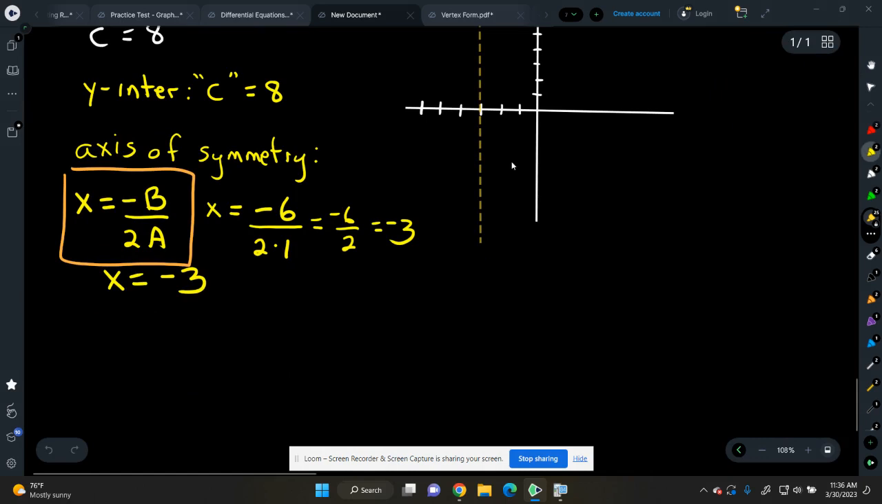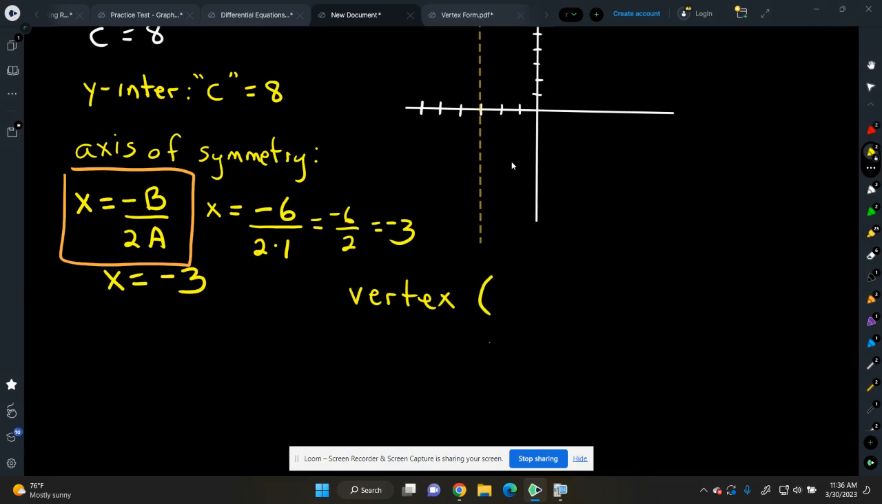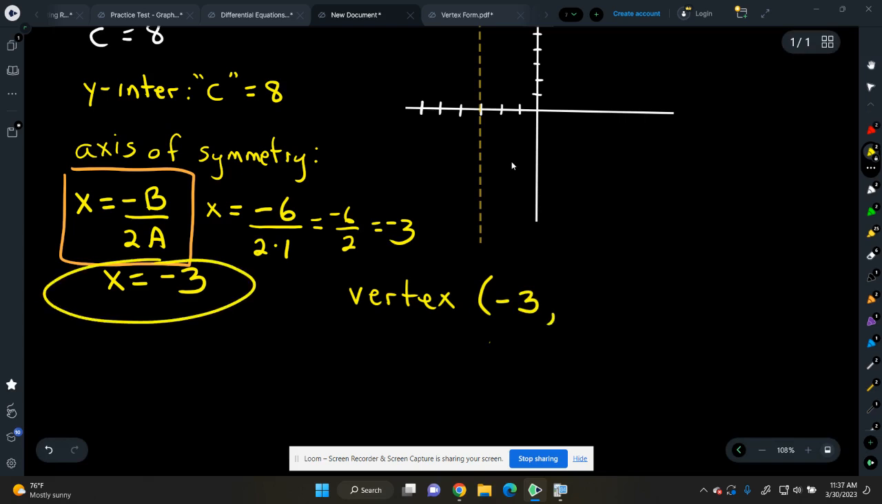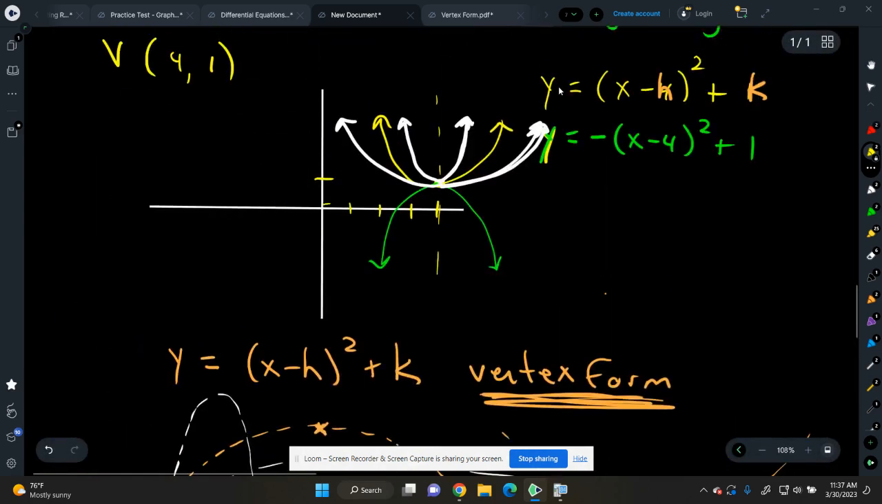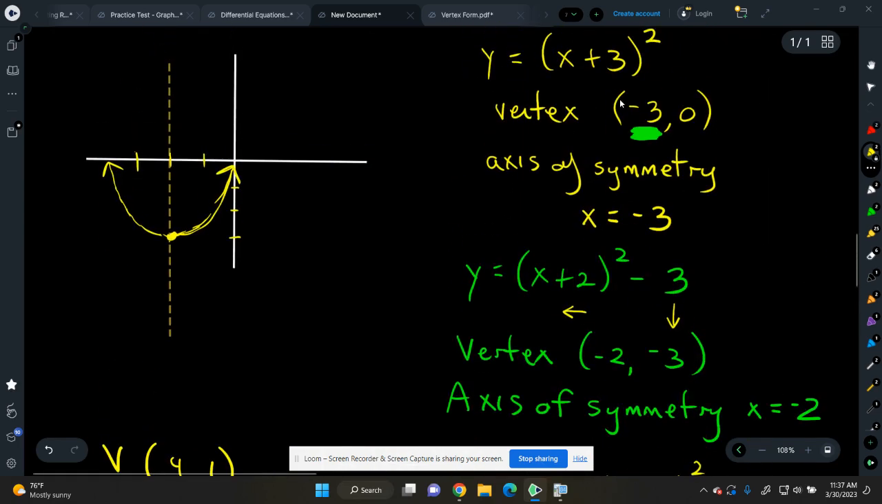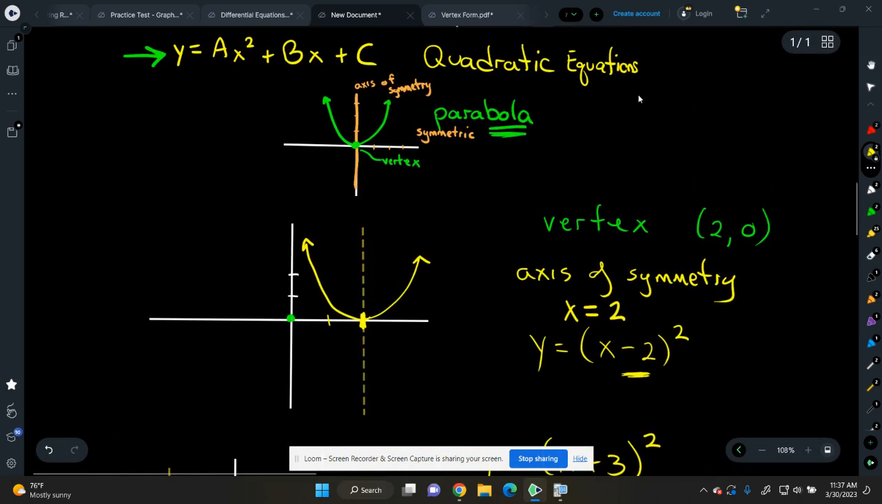I have my axis of symmetry. So the vertex is a point, right? What's the x portion of the vertex? Negative 3. Because my axis of symmetry is x equals negative 3. When you look at the parabola, that vertex is on the axis of symmetry. There's my axis of symmetry. There's my vertex. Okay, the vertex is on the axis of symmetry.